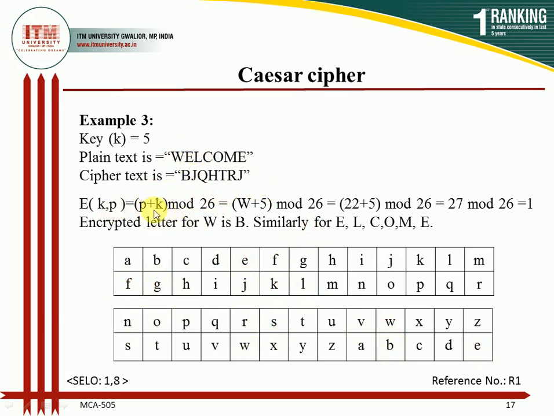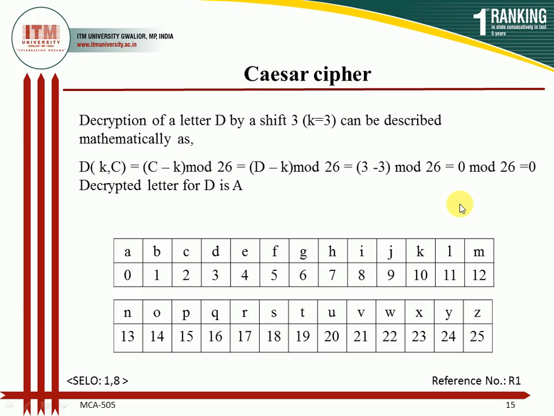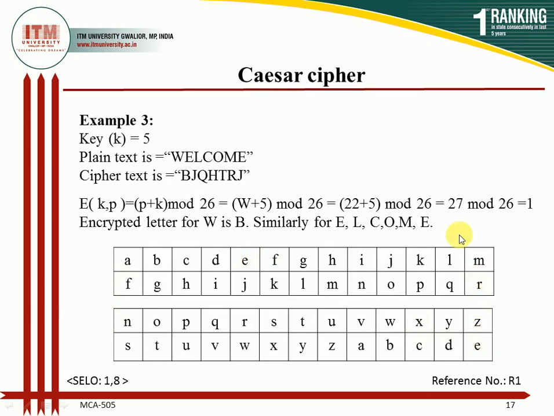If you are using this method, it is (p plus k) mod 26. It means for p equal to W, (22 plus 5) mod 26, and 22 plus 5 gives 27. Why am I taking the mod here? It will be clear: if we don't take the mod, 22 plus 5 gives 27, right? Can we convert this number 27 into an alphabet? Because numbers start from 0 to 25, but there is no alphabet for the number 27, right?